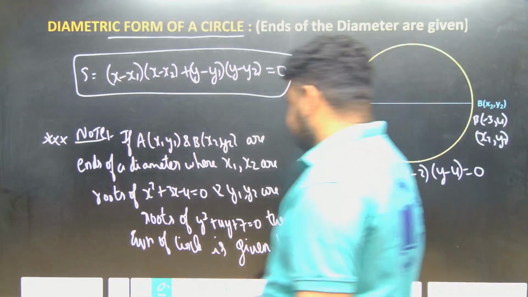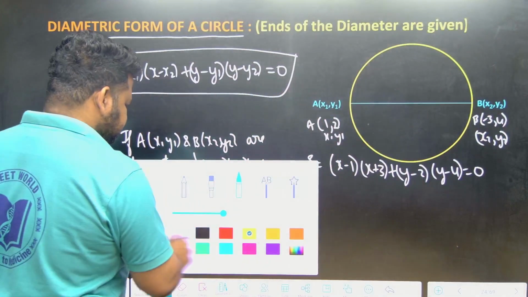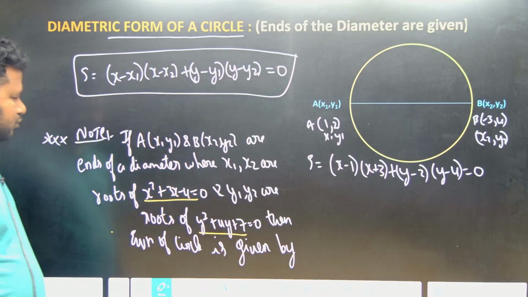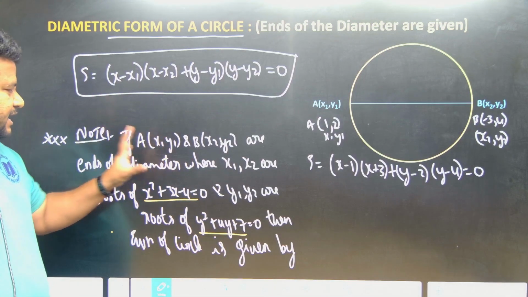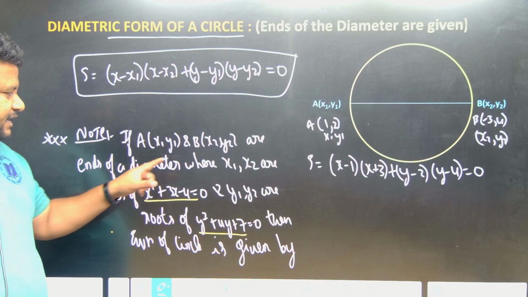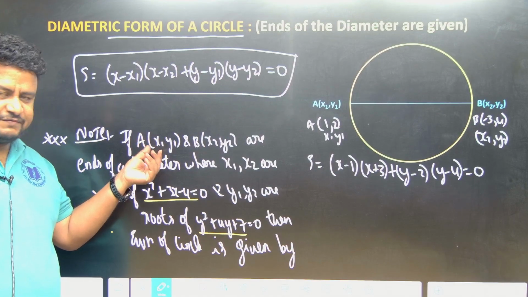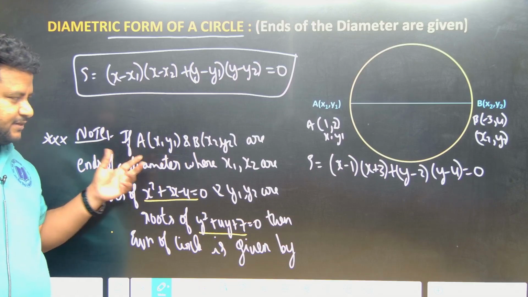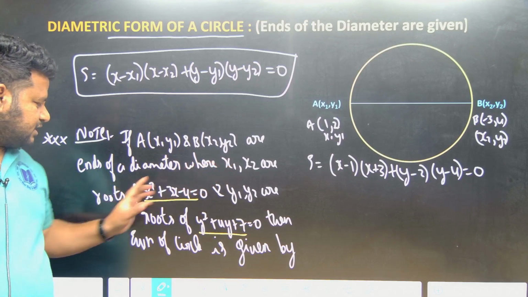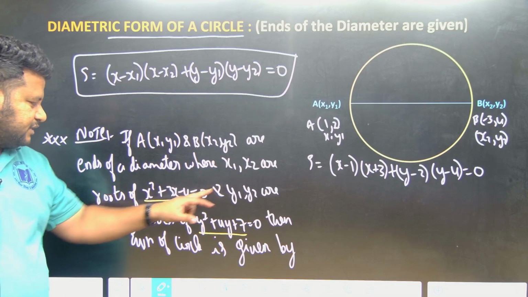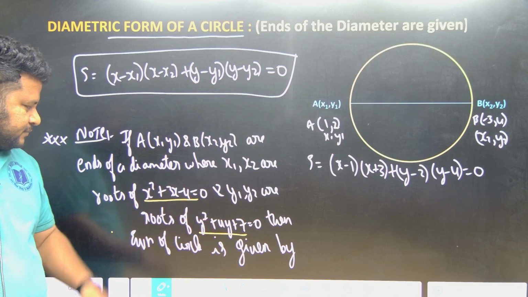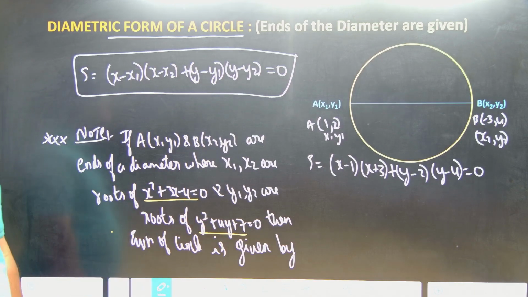What you are supposed to do is just add both the equations. So this is one equation and this is another equation. If A and B are the ends of the diameter, where coordinates of A are x1, y1 and coordinates of B are x2, y2, and x1, x2 are the roots of this equation and y1, y2 are the roots of this equation, a quadratic in x and a quadratic in y, then what is the equation of the circle they are asking.